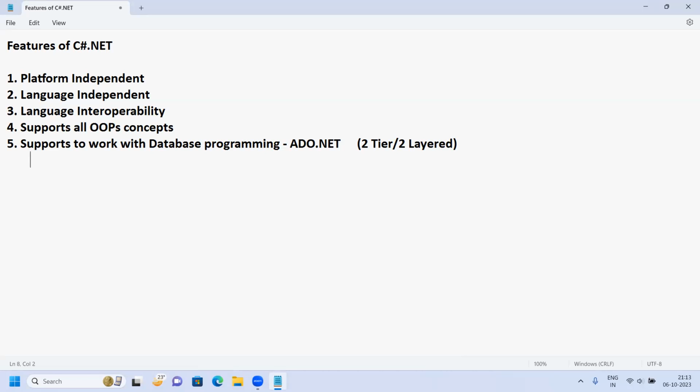Why is this called two-tier, two-layered? Because you're going to work with two softwares. One is C#.NET, and you start communicating with a database. Two systems, two-tier. At that time your C#.NET becomes the front end, and the database with which you communicate becomes the back end.